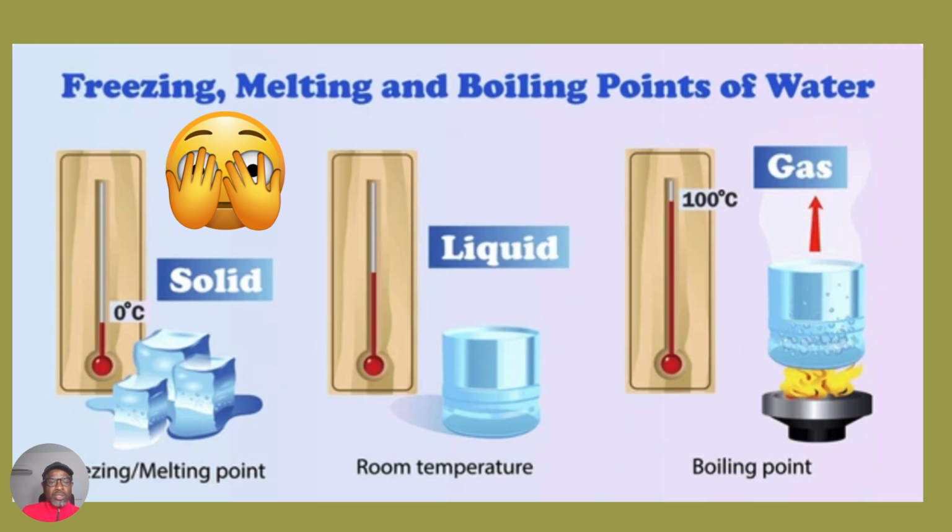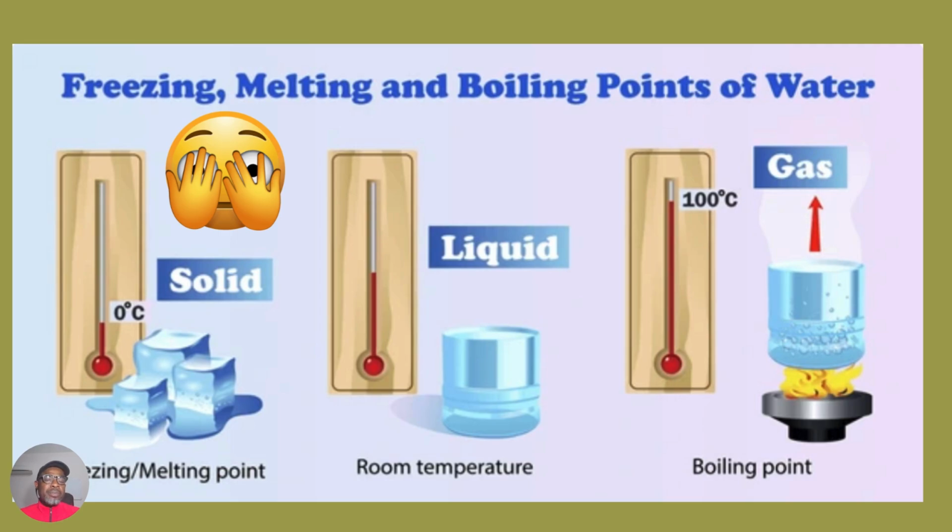Now look at the liquid at room temperature. What do we say is room temperature? From 22 to 26 degrees centigrade, you have room temperature. So that is the value here. The liquid here is water. Then you come here, you see the gas. The water is being boiled and the gas is coming out, which means at this point it is boiling. And what is the boiling point of water? 100 degrees centigrade.